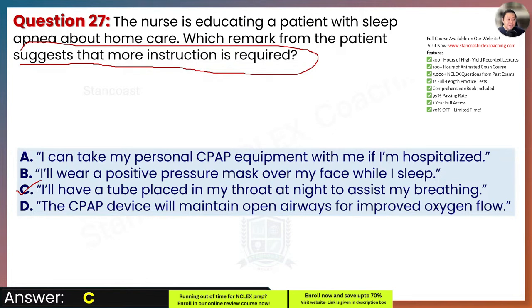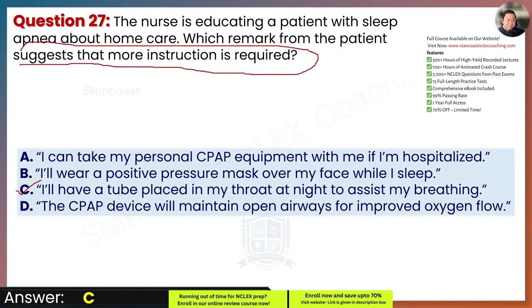Now, what about letter B? I'll wear a positive pressure mask over my face while I sleep. Yes, that's also true, right? The patient understands that they will be wearing that mask that will deliver the positive pressure during their sleep. So this will help prevent the airway from collapsing.